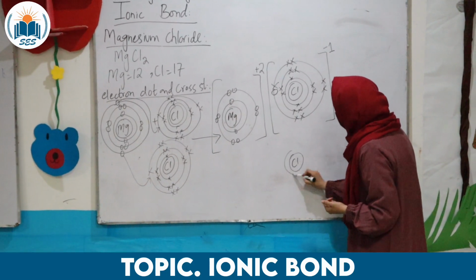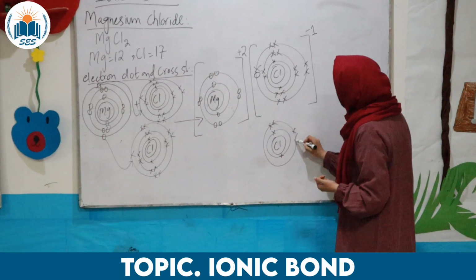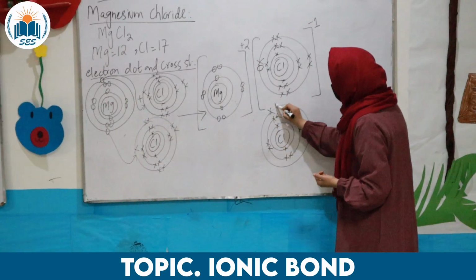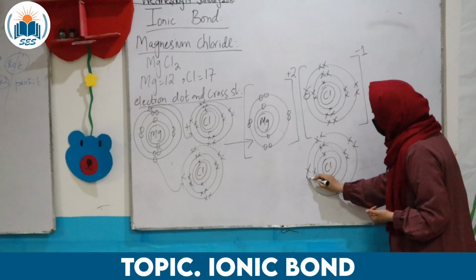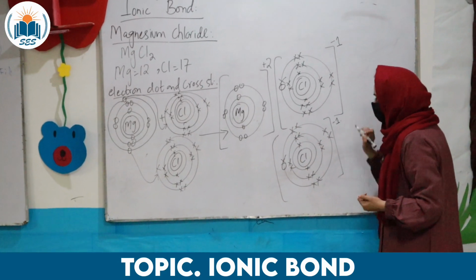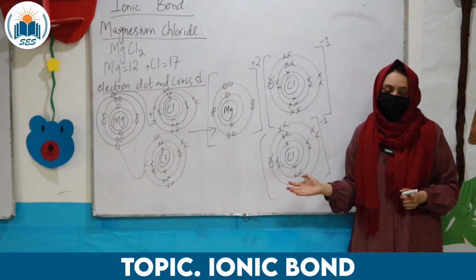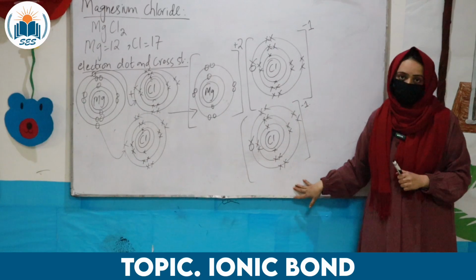Same for the other chlorine: 2 electrons, 8 electrons in the second shell, and 7 electrons already, and this one is the 8th electron. It also carries a -1 charge. Now all the atoms, like magnesium and these chlorines, are stable because all are following the octet rule. This is one example of the ionic bond.